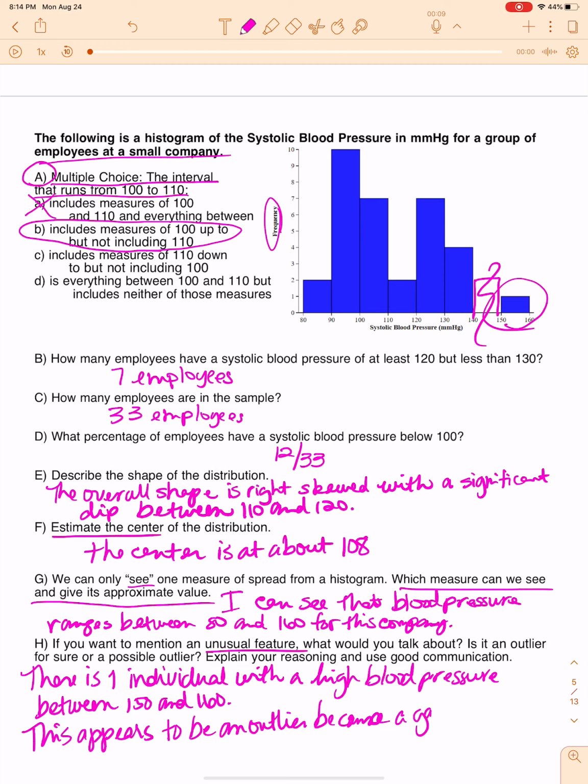They're important in statistics. This appears to be an outlier because a gap exists between it and the rest of the data. I'm sorry, my handwriting is so bad. Beautiful. Explain your reasoning, use good communication. Bam, done. Enjoy.